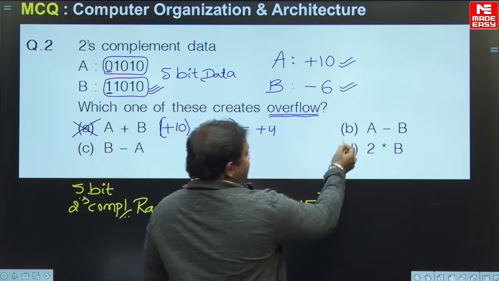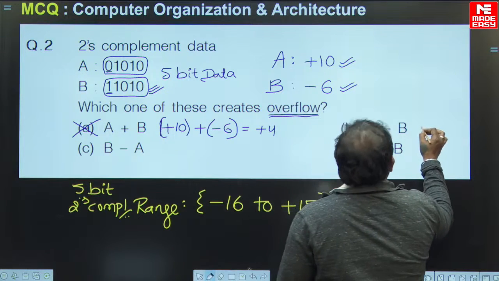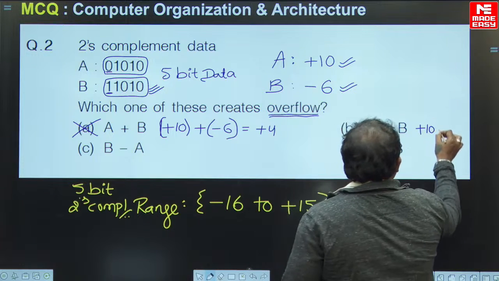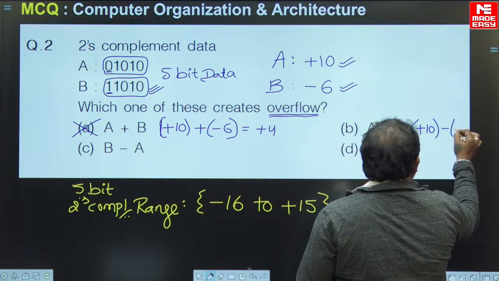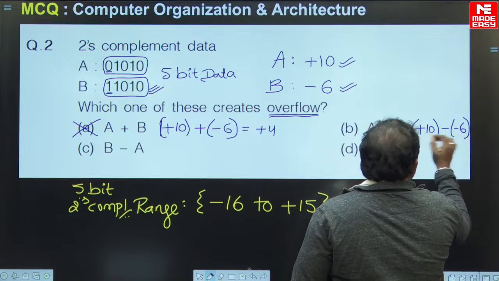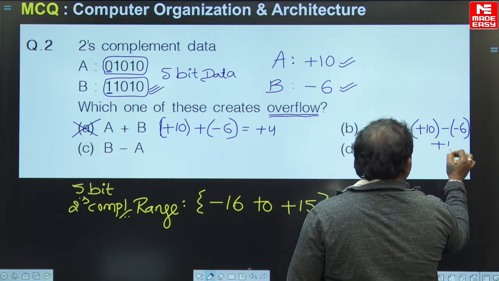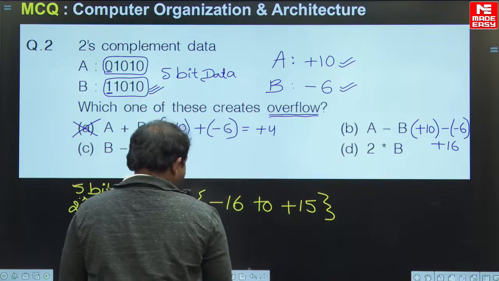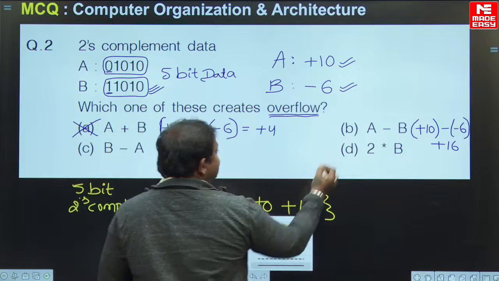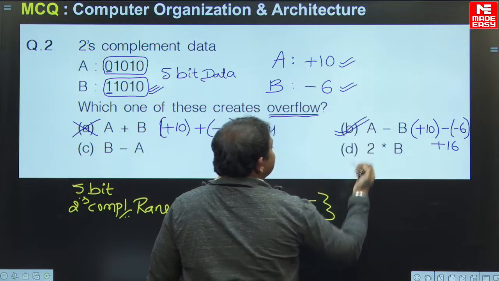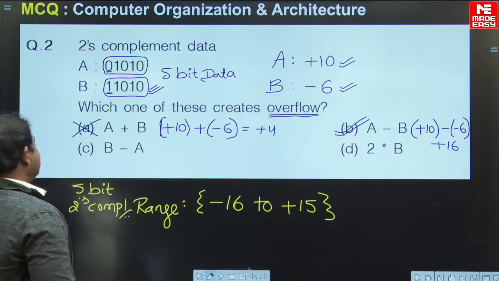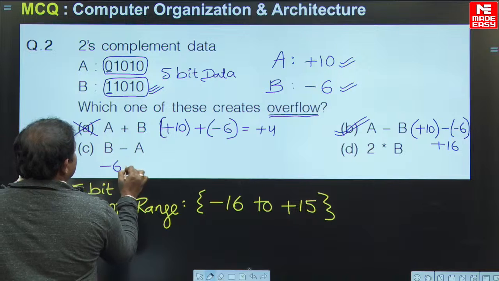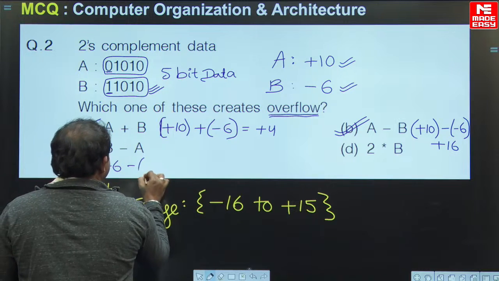Next, option B, A plus 10, minus B minus 6. After performing the computation it becomes plus 16, correct? So this plus 16 is not present in the range, so this option B is the one which creates the overflow. Then come to the C option, B minus 6 minus A plus 10.